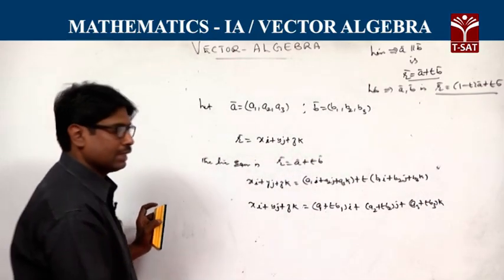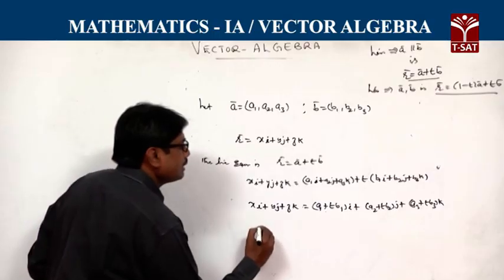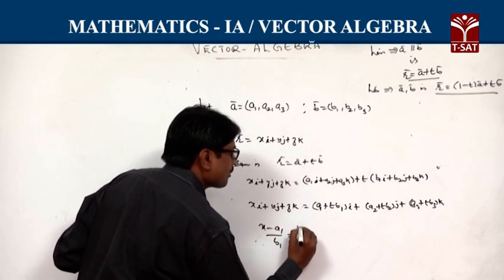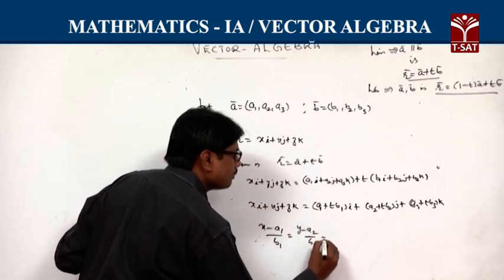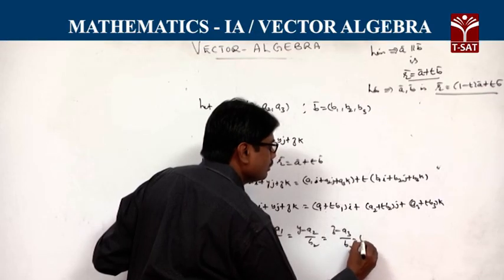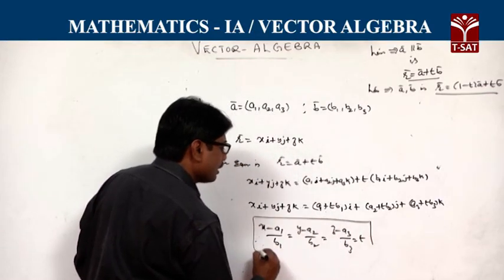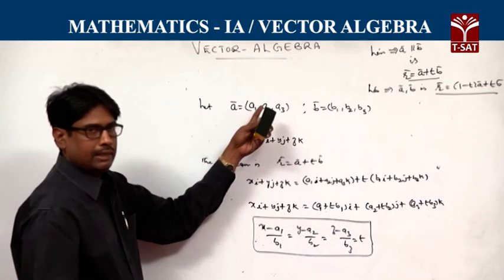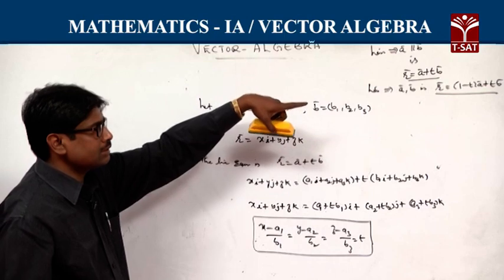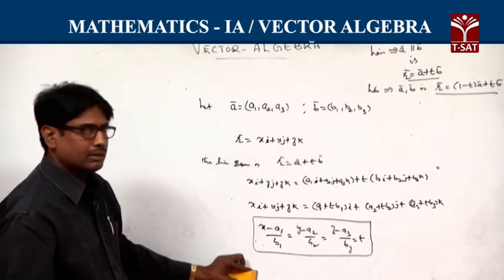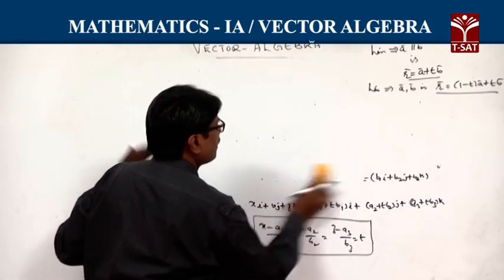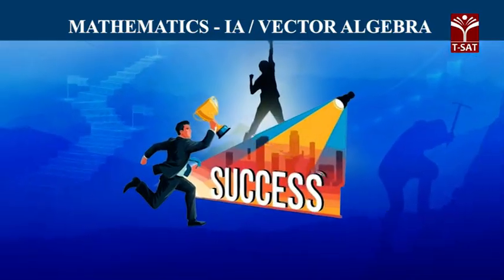Equate component wise and eliminate t. That is, x minus A1 divided by B1 is equal to y minus A2 divided by B2 is equal to z minus A3 divided by B3 is equal to t. This we call the Cartesian equation of the line, and the earlier one is the parametric. When the equation of the line is given in parametric form, it can be converted into the Cartesian form, and if the Cartesian form is given, you can convert it into the parametric form.